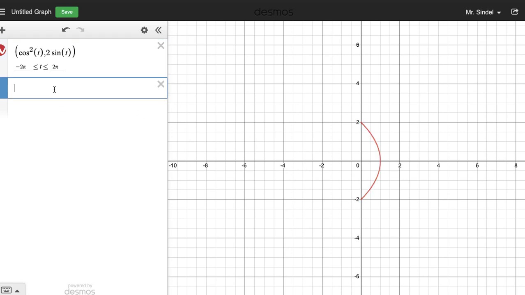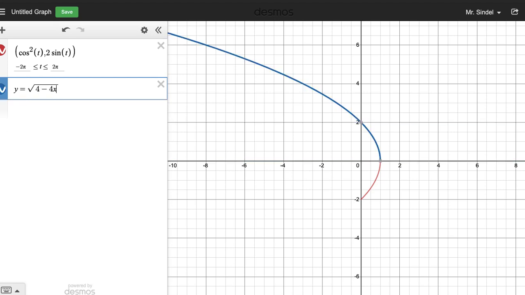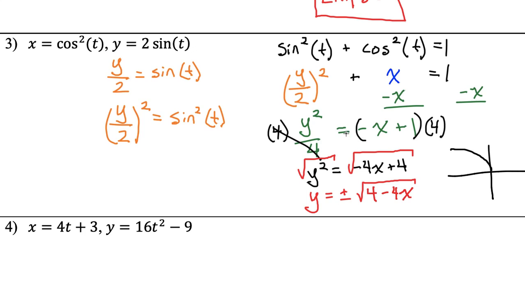What happens if I go like this? Let's graph this function. Y is equal to plus or minus. No, it doesn't let me do plus or minus. I'll just do the square root of 4 minus 4x. Huh, that's interesting. So we have that part of the curve correct, but it is only showing us a different part of the curve. So why is that?